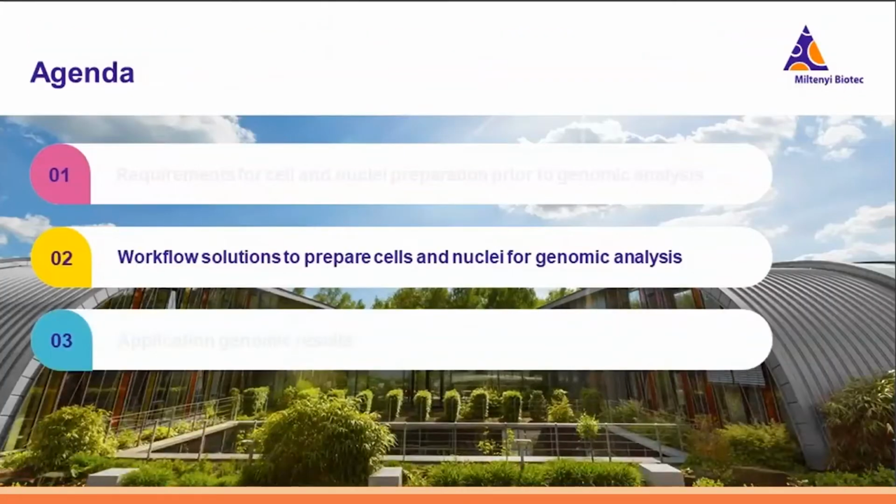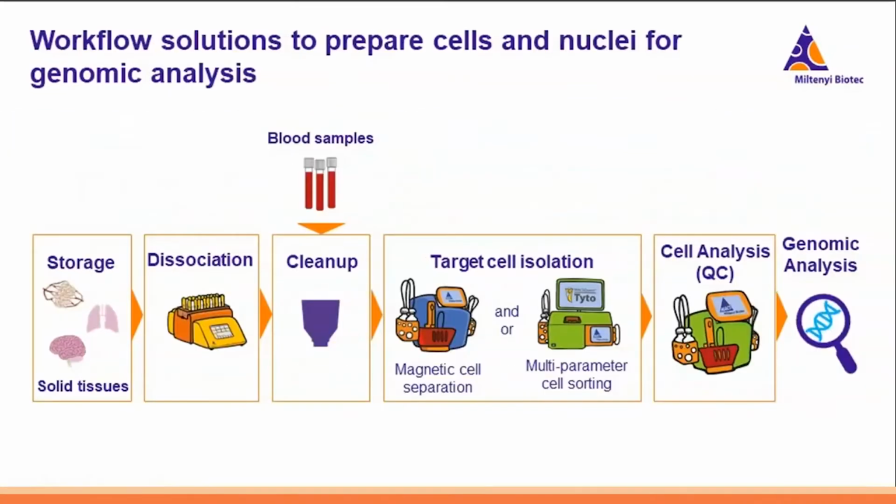This leads us directly to the workflow solutions that we can apply to efficiently prepare cells and nuclei for genomic analysis. These workflow solutions cover everything from the storage of solid tissues to dissociation and cleanup of cell suspensions that can also come from blood samples, as well as target cell isolation and cell analysis to ensure that the quality of the cell or nuclei suspensions is optimal prior to the genomic analysis. So let's start having a look at the first step of this workflow, the storage of tissue samples.